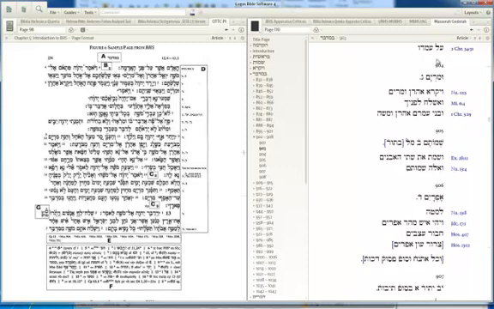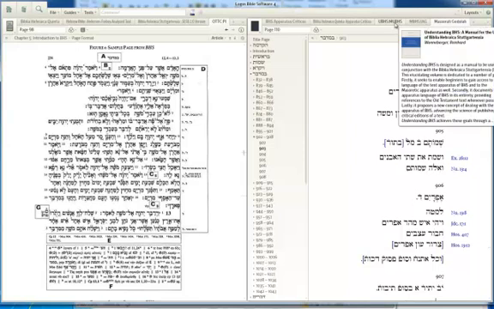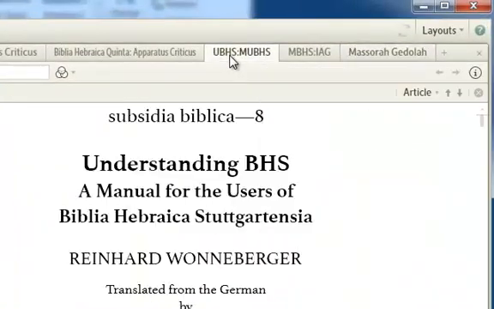One more thing, there's a couple of more resources that are available. They're not in any of the packages that are in Logos 4 Scholars Edition, but if you want to purchase additional sets and you are interested in doing more with the BHS, there is Wanneberger's Understanding BHS text that's available as an add-in. Of course, you have to purchase that. I think it's part of a BHS Helps set if you want to purchase it along with that.